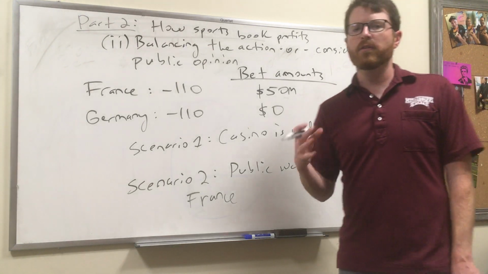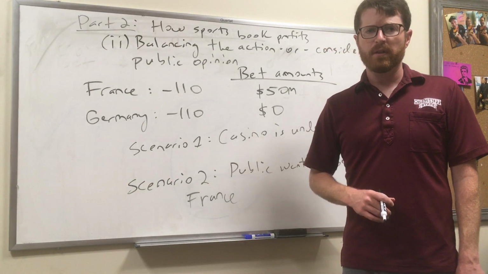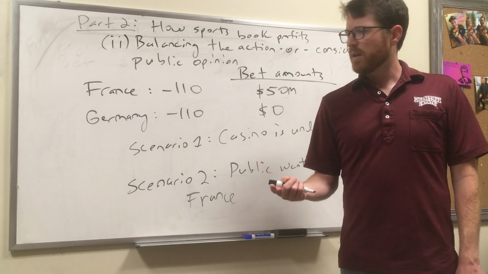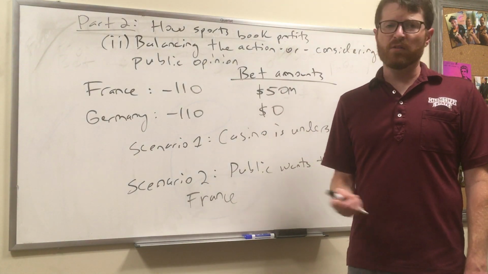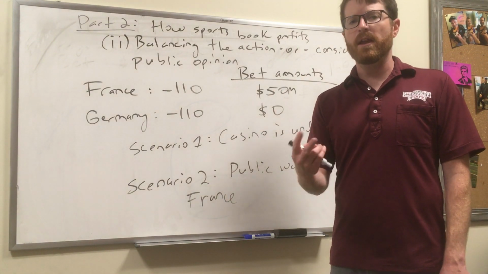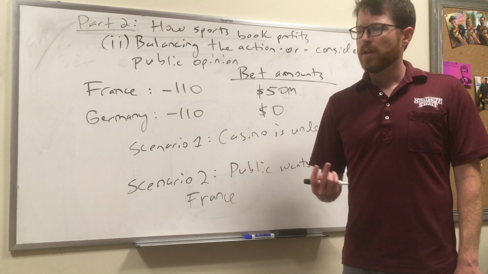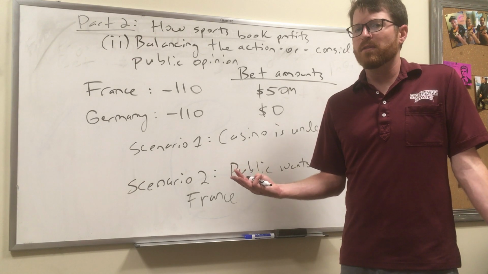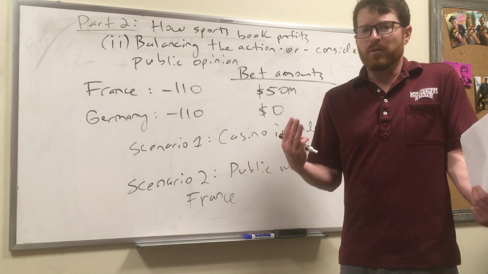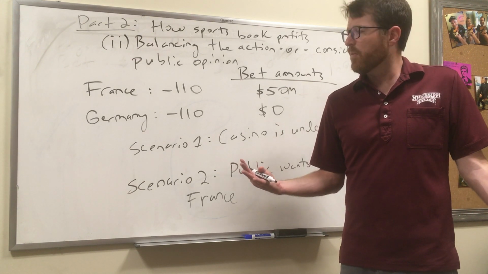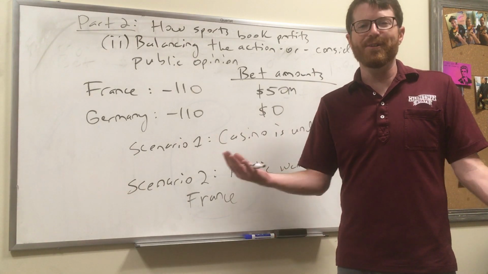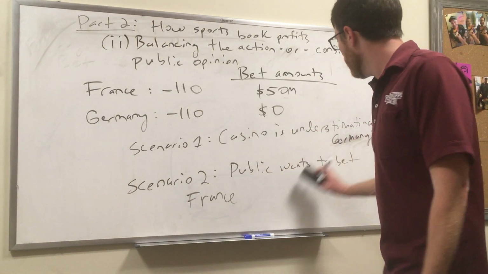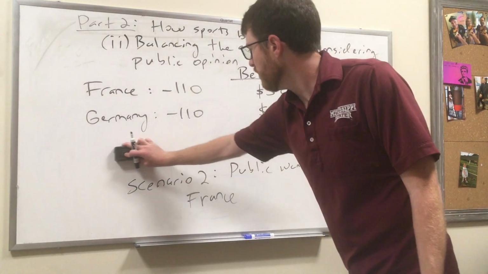Now, can you think about reasons why the public would want to bet on France? Well, maybe there's more fans of the French team. Maybe this casino is located in France, so there's more fans of the French national team. Maybe the public is overestimating France's ability for whatever reason. Maybe there's a player that people really like on the France team, or maybe people just hate Germans. I don't know. There's a lot of different possibilities here, okay? But let's just assume it is scenario 2, okay?